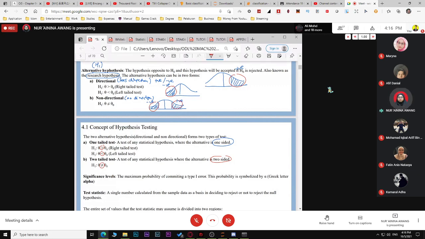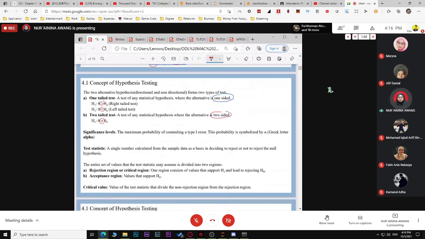Okay, and then the next term we have is the significance level. The significance level is the maximum probability of committing a type 1 error. This probability is symbolized as alpha, so alpha is your significance level. And then the test statistic. The test statistic is a single number calculated from sample data as a basis in deciding to reject or not to reject the null hypothesis. So we will look at this value, your test statistic value, to make your decision, either to reject or fail to reject your H null.